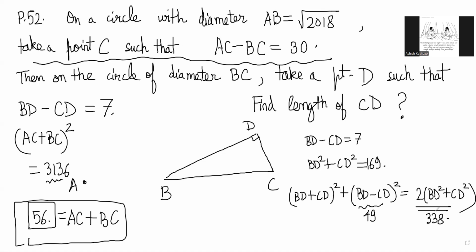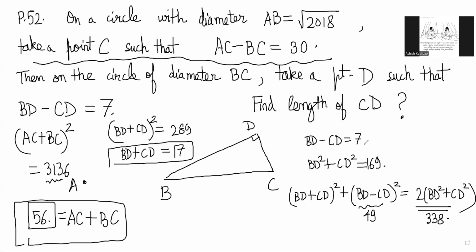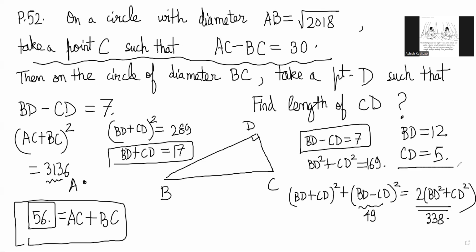So obviously, you get BD plus CD whole square is equal to 338 minus 49. So it is 289. So BD plus CD is 17. And if BD plus CD is 17 and BD minus CD is 7, obviously 2BD is 12 and CD is 5. The answer is 5. How are you guys getting it wrong?